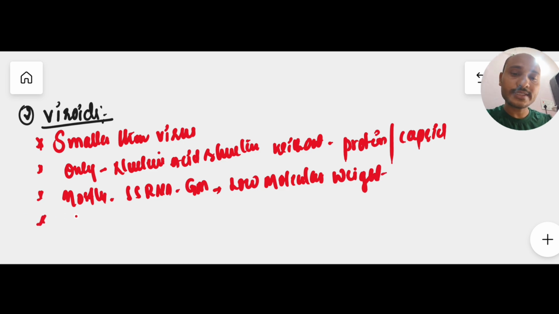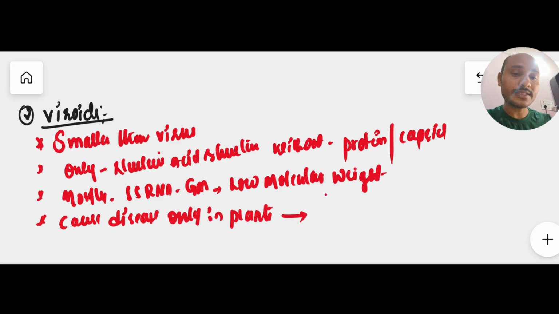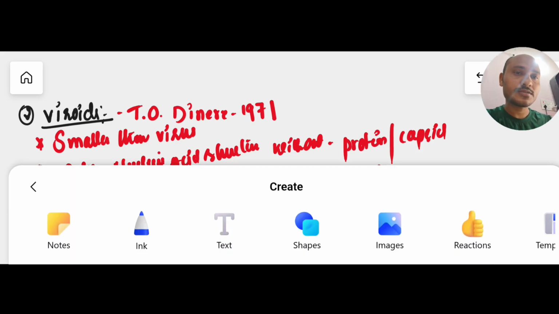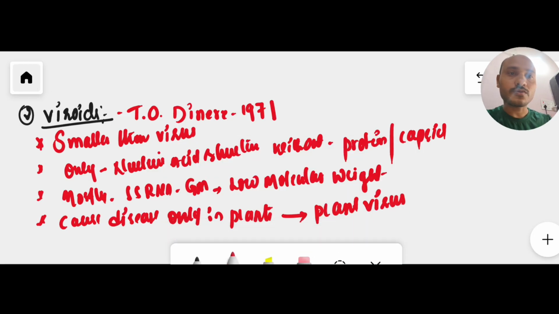Very important: viroids cause disease only in plants, but viruses cause disease in plants as well as animals. Hence, viroids are called plant viruses. Now coming to the discovery of viroids. Viroids were discovered by a scientist called T.O. Diener in 1971. Now we will move on to the diseases caused by viroids.